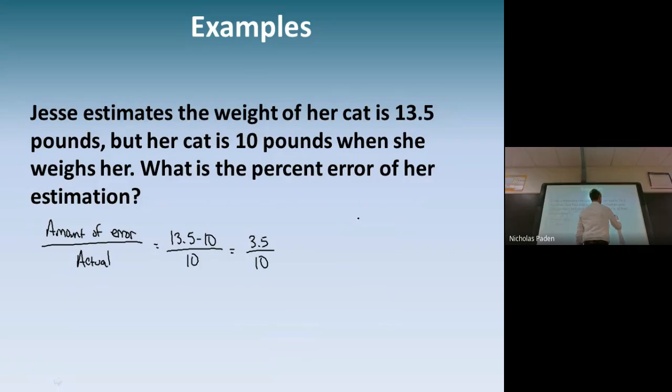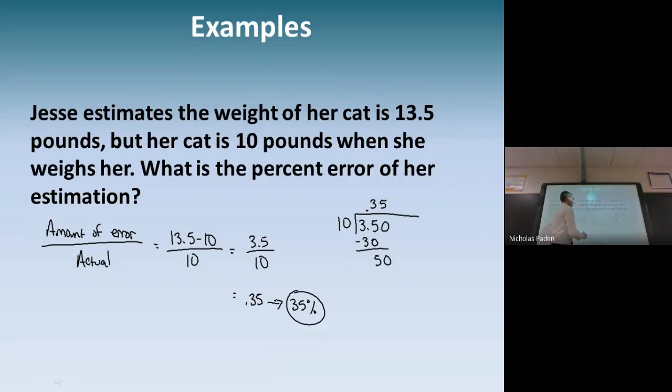So 3.5 inside and 10 on the outside. 10 goes into 3.5 3 times, or sorry, 35 3 times. Subtract 30, and we'll be left with 5. Pull down a 0, 10 goes into 50 5 times. And so we're finished there. We get 0.35. And 0.35 would become 35%. So she is 35% off on her estimation.